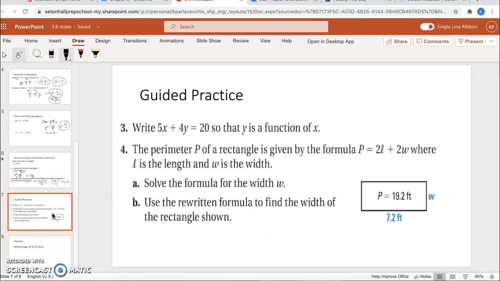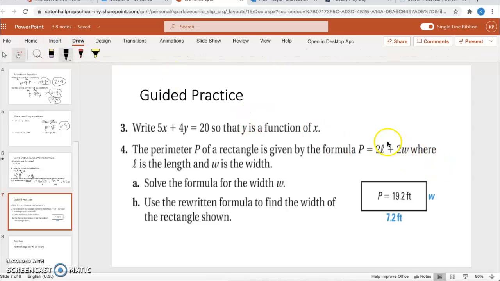I also put on this slide the example for the perimeter of a rectangle, and this was that formula that I started to mention during that warm-up. One of the ways we can use that formula to help us out is if we wanted to solve this formula for either the length or the width. In this example, I wanted to solve for the width. So I'm going to erase that line that I just drew, and we're going to rewrite that equation to solve for W.